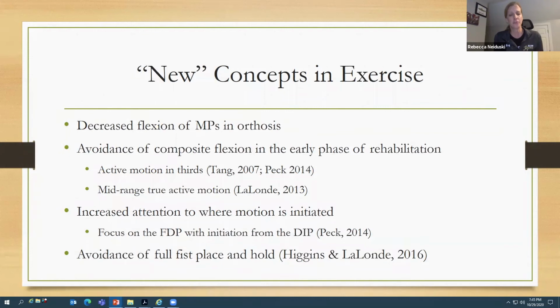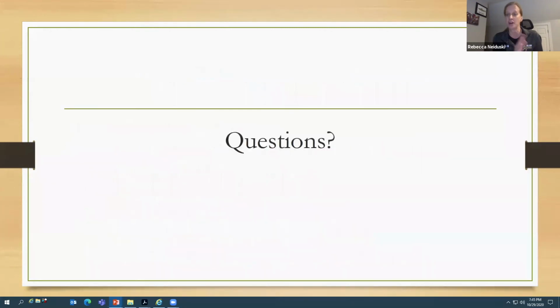And then the third point here is increased attention to where motion is initiated. So instead of using those intrinsic muscles, those lumbricals and the interossei, really focusing on the FDP with initiation from the DIP. And then finally, according to Dr. Don Lalonde and Amanda Higgins, trying to avoid full fist place and hold. So with that, I think I'm done with my slides and happy to move on, Dr. Jane, to your next part of the talk.